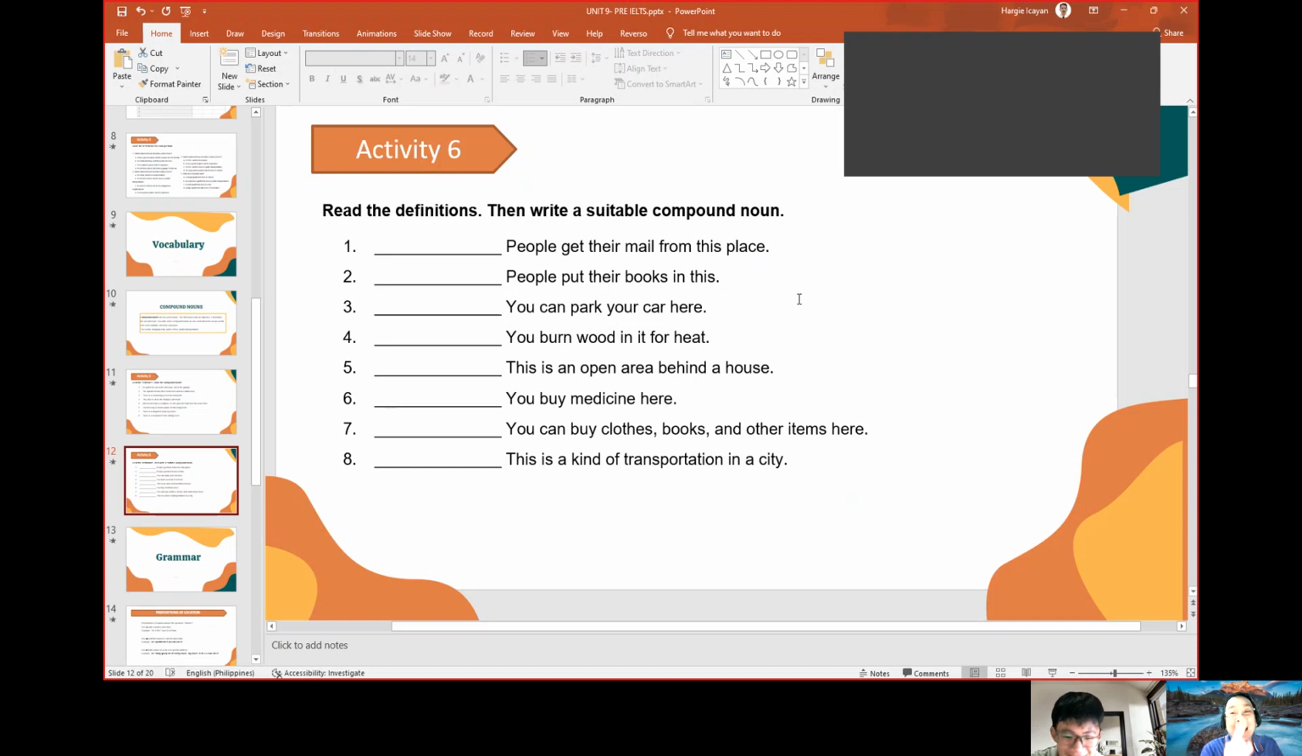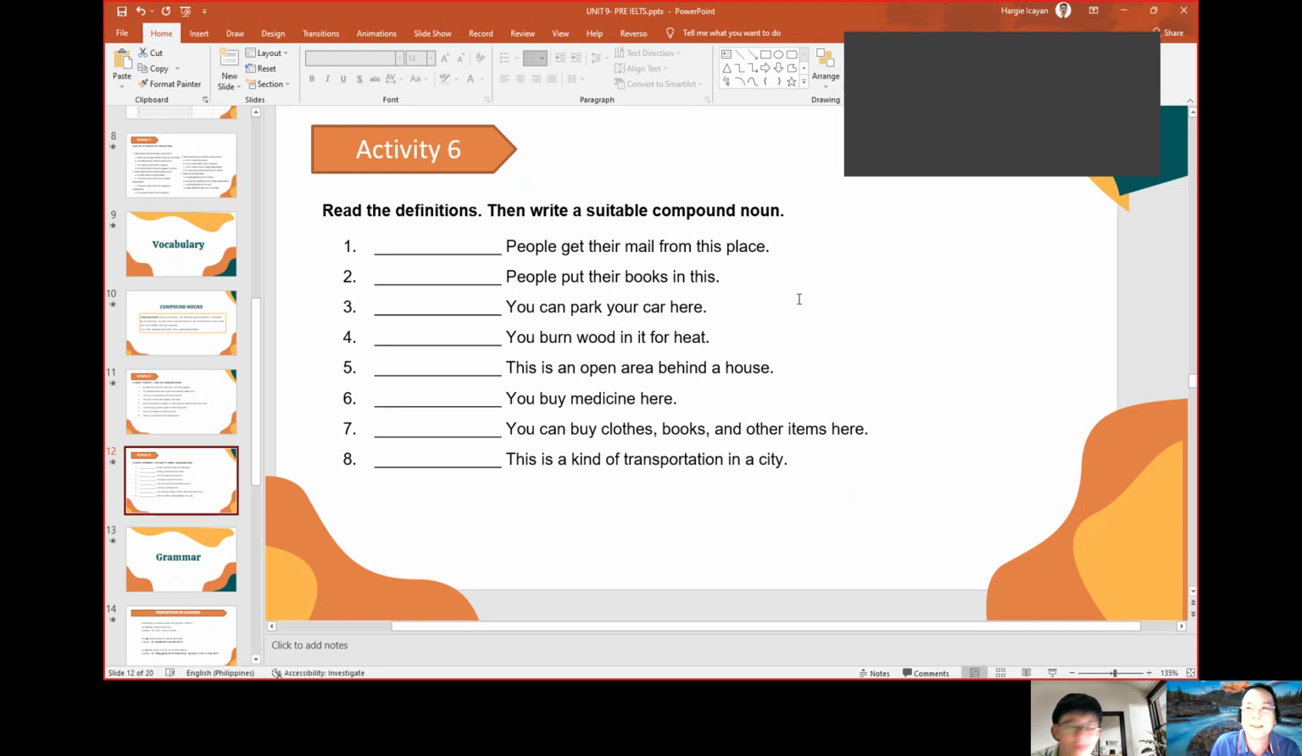Okay, so we can buy books, clothes, and other items at the shopping mall. Yeah, because when you say shopping mall, it's complete. The things there are complete. So there are clothes, there are books, and other items in it. Okay. Number 8. This is a kind of transportation in a city.